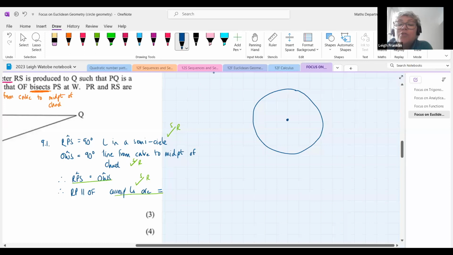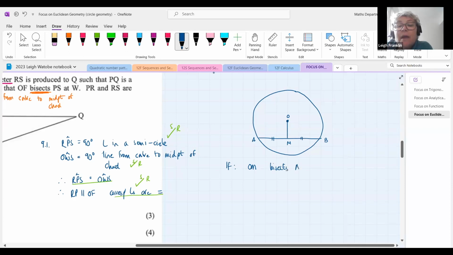Okay, so what we have is the center of the circle, and we have a chord. And if that line that comes from the center of the circle bisects the chord, so let's call that O, let's call that A, let's call that M, let's call that B, it works like this. If OM bisects AB, so OM cuts AB in half, and OM is a line from the center of the circle. Okay, so here O is the center of the circle.